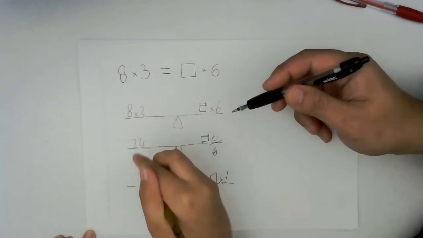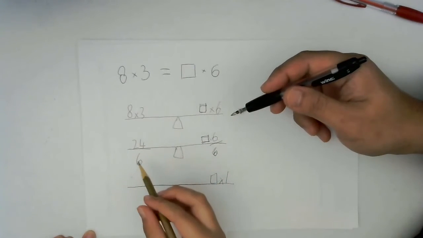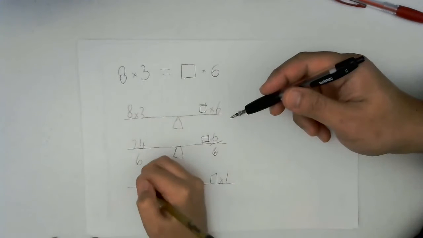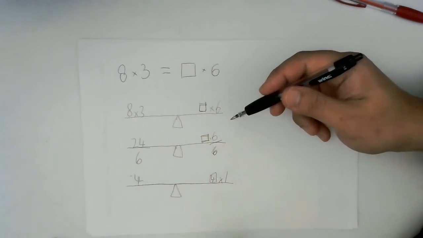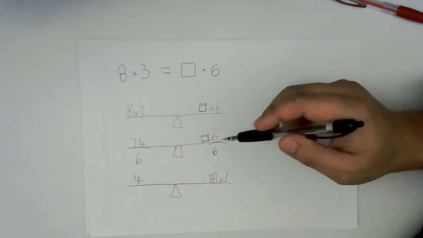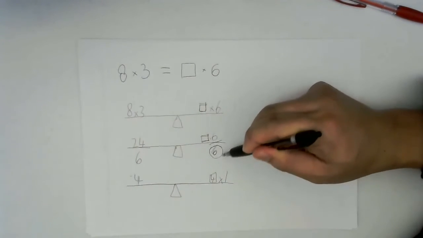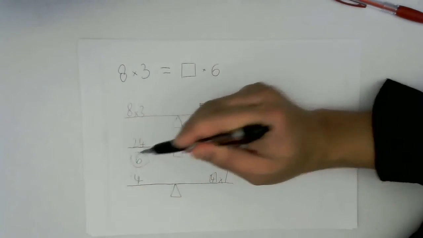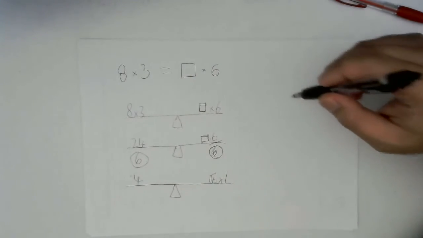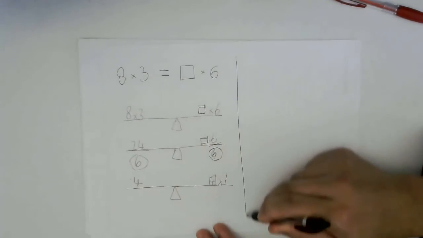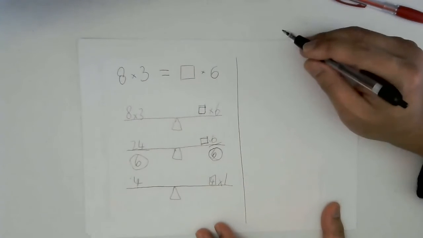And then 24 divided by 6 is 4. Okay, so the box is 4. The box is 4. Very good. So basically, when you divide by 6 here, you will also divide the left-hand side by 6, yeah? Very good. Now let's do one more time, but this time we have a mix here.